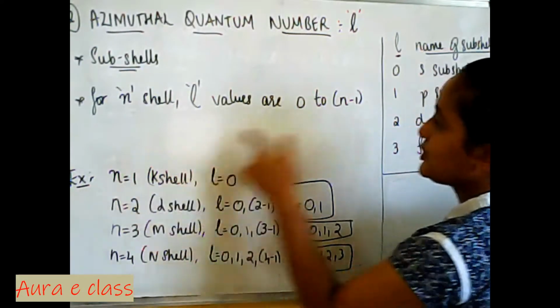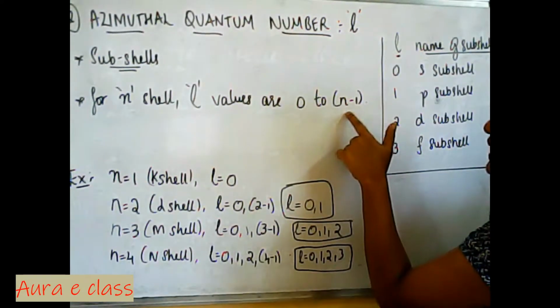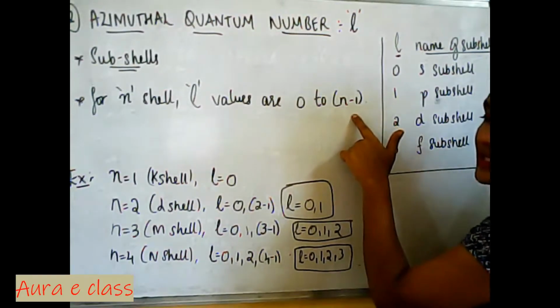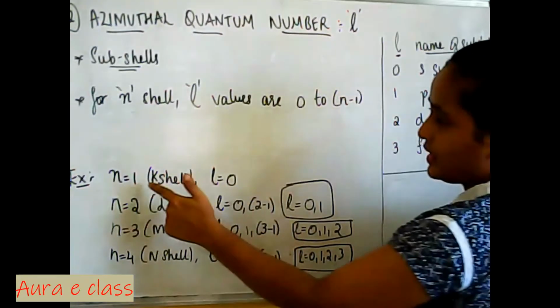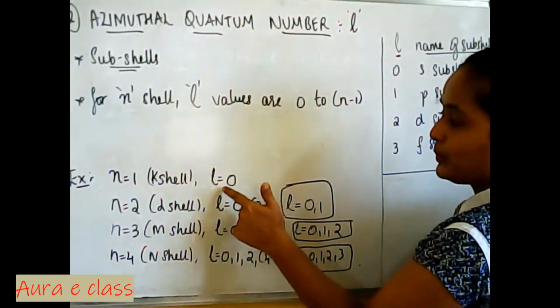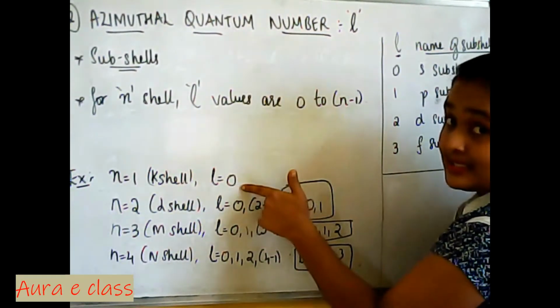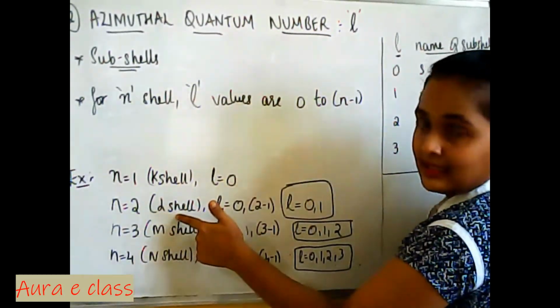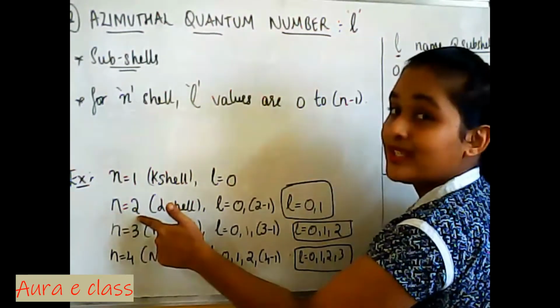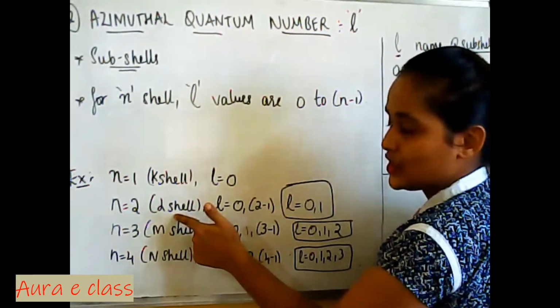If n is 1, substitute here. 1 minus 1. What do I get? 0. So my L value is 0. In the K shell, what will be my L value? It is 0. Next, let us move to the second shell. That is n is equal to 2. Which shell? It is the L shell.